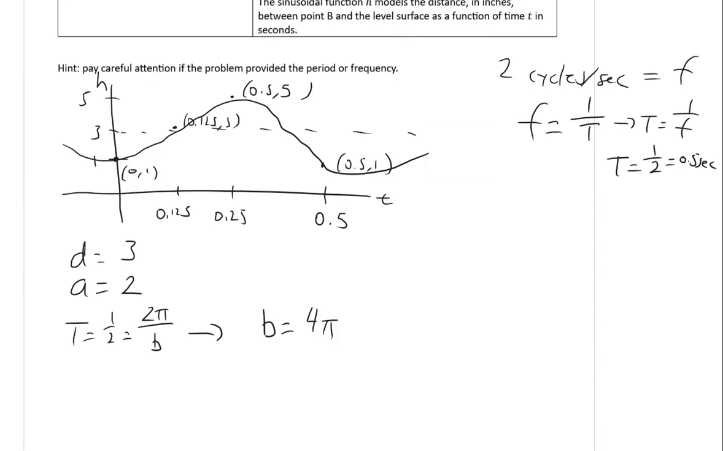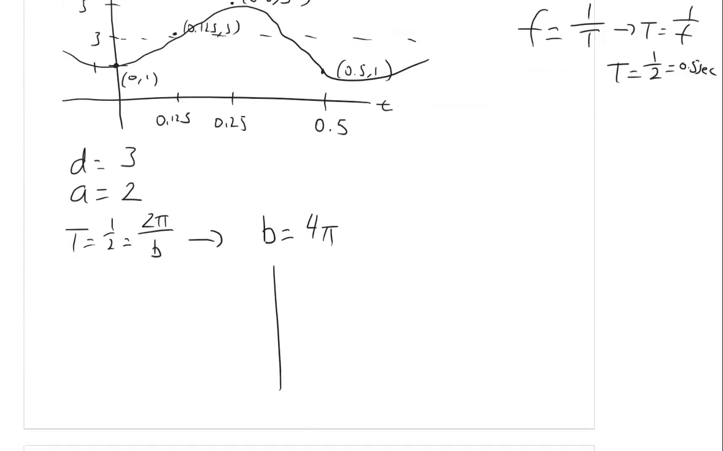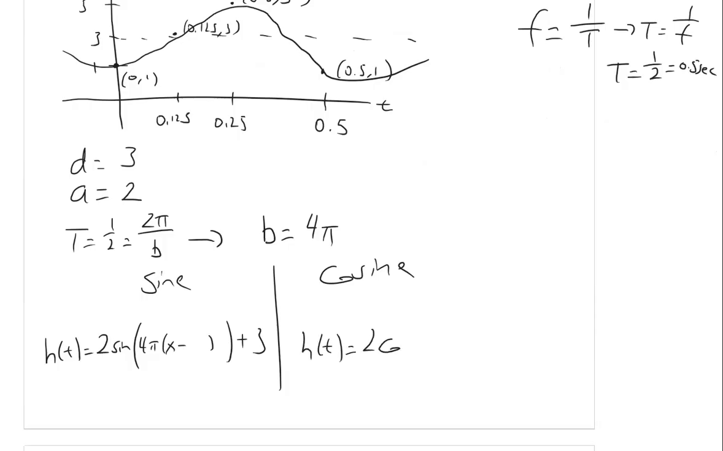Yeah? Now phase shift. So let me even just write the model first. h of t is 2 sine of 4 pi x minus something, plus 3. And cosine, which would be h of t, which is 2 cosine of 4 pi x, not x, so it'll be t, minus something, the phase shift, plus 3. Okay, so how much phase shift do we need?